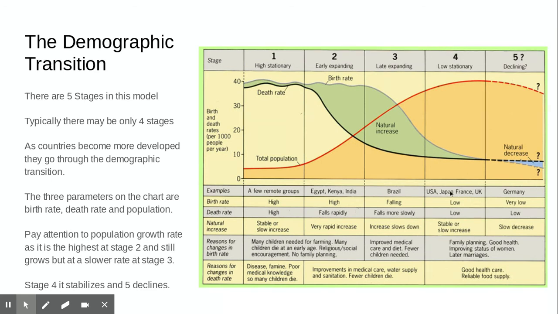Well, this is an old model, and this is why I like to use stage 5. Stage 5 actually shows that the population is decreasing, and that happens when the birth rate shrinks below the death rate. Germany was in that situation. Japan is in that situation now.